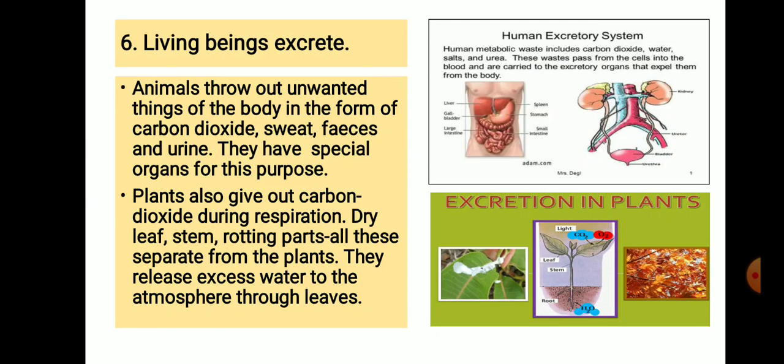The next characteristic is that living beings excrete. Animals throw out unwanted things of the body in the form of carbon dioxide, sweat, feces and urine. They have special organs for these purposes. Understand the term excretion here. Students, excretion is a process of expelling, means discharging, the waste from the body of an organism. It is the process of removing the waste from the body.